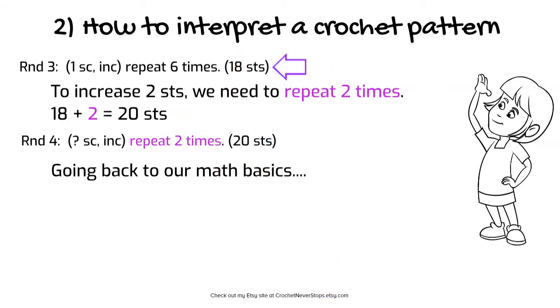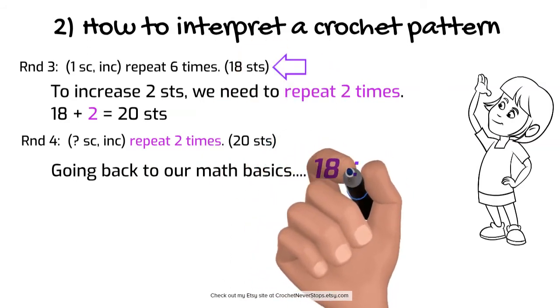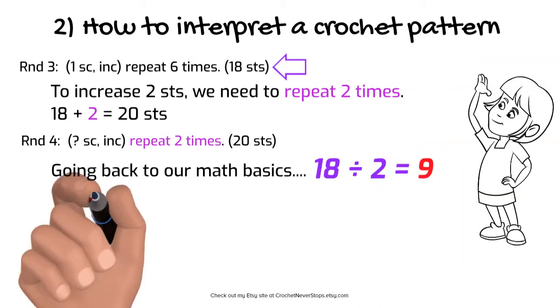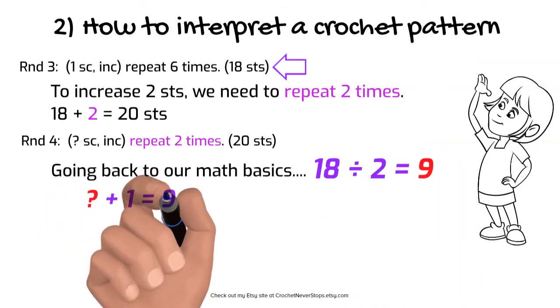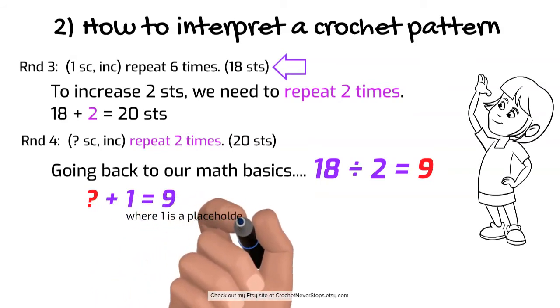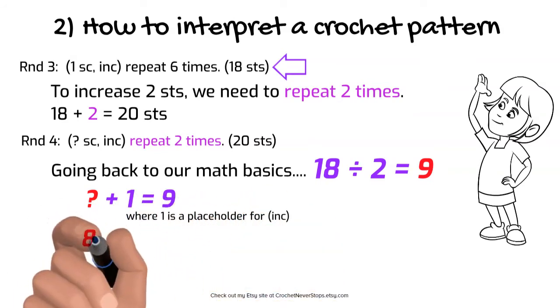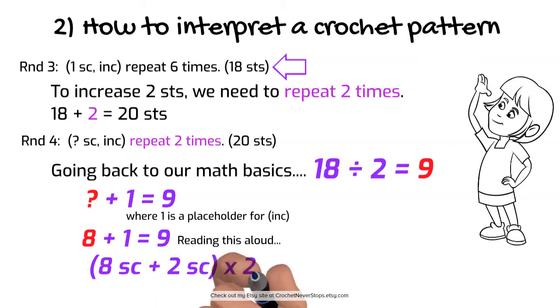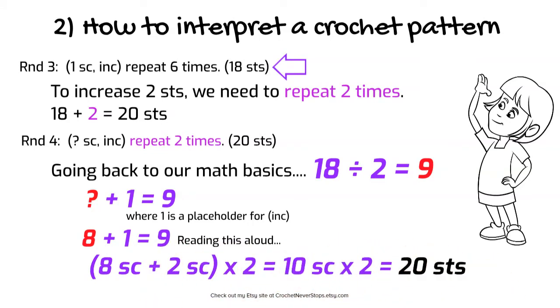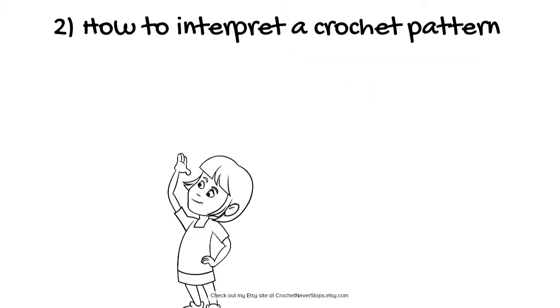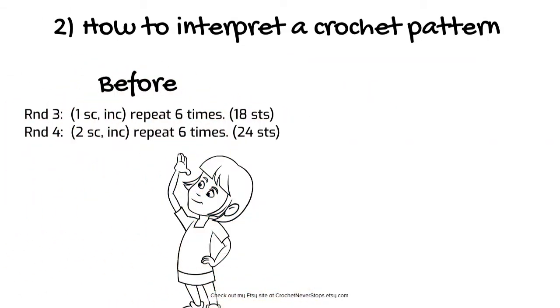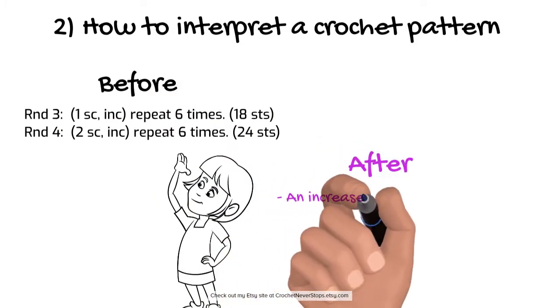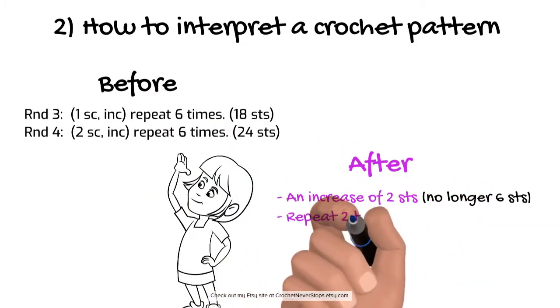So going back to our math basics, 18 divided by 2 equals 9. X plus 1 equals 9, where 1 is a placeholder for increase. 8 plus 1 equals 9. Reading this aloud, the answer is 8 single crochet plus 2 single crochet times 2, or 10 single crochet times 2 equals 20. So here is a before and after screenshot. An increase of 2 stitches and a repeat of 2 times.